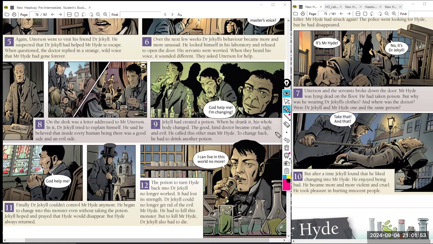He said he believed that inside every human being, there was a good side and a bad side. Exactly. Okay. So inside every one of us, there was a good and bad side. This is his theory about personality.